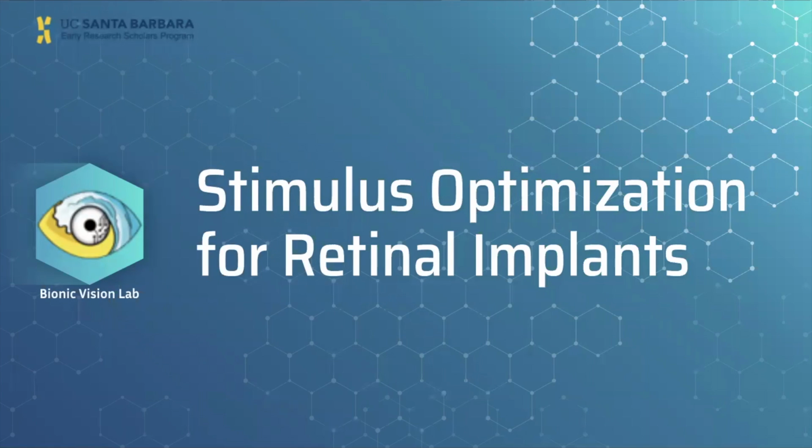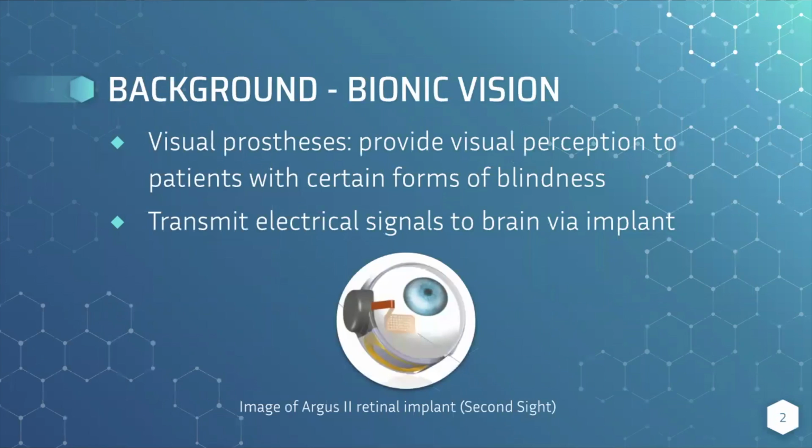Hi everyone, we're from the UCSB Bionic Vision Lab and our project was on stimulus optimization for retinal implants. Bionic vision includes a visual prosthesis, which is an implant that provides visual perception to patients with certain forms of blindness. The way it works is by transmitting electrical signals to the brain via the implant.